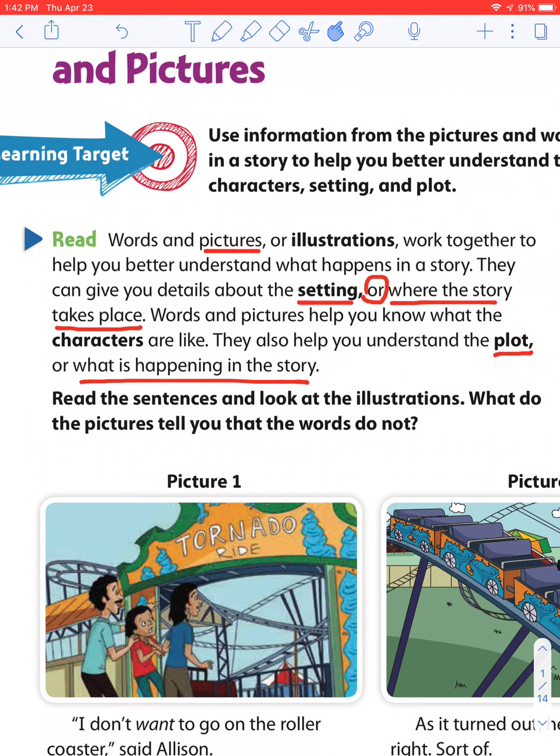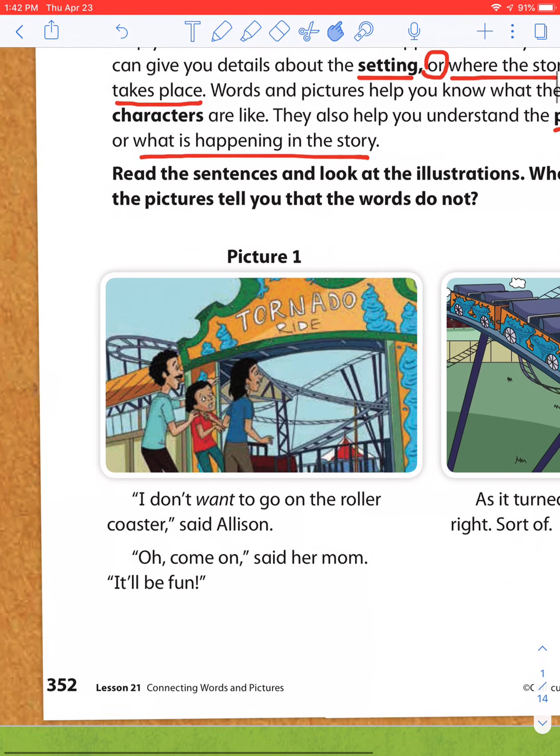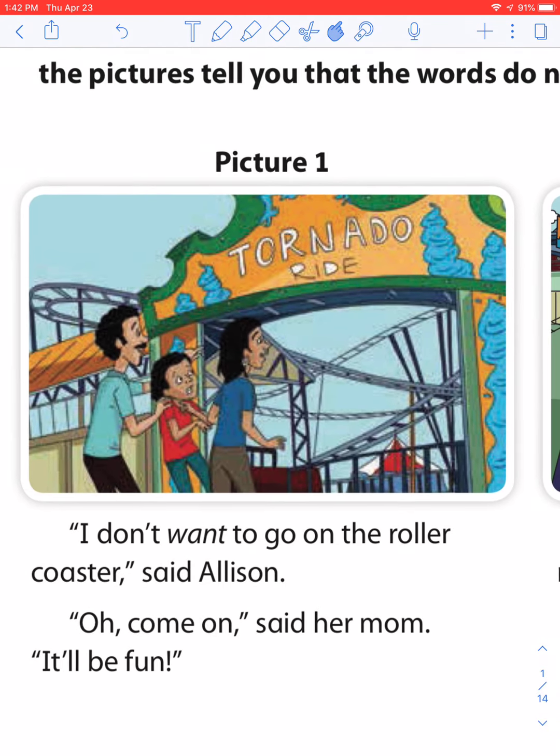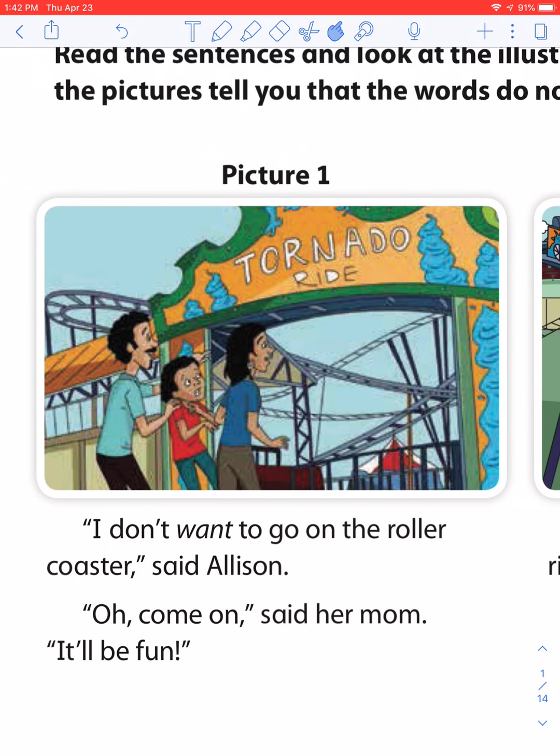So let's take a look. In picture 1, it says, "I don't want to go on the roller coaster," said Allison. "Oh, come on," said her mom. "It'll be fun." And I'm guessing that this person right here is Allison.